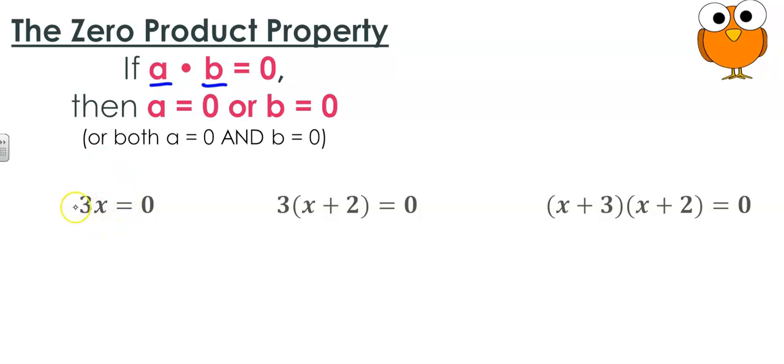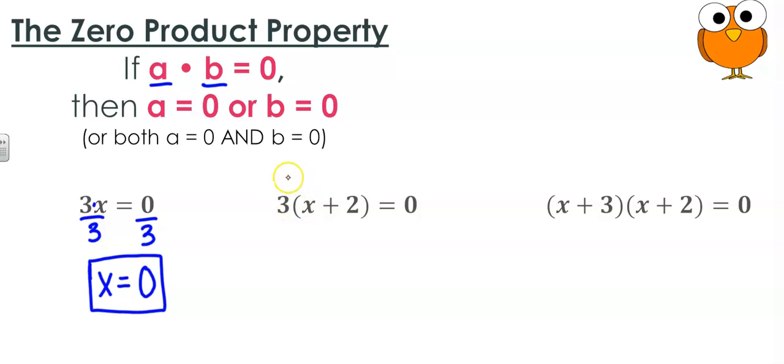If one of our factors was 3x and we set it equal to 0, we'd have to solve for x. 3 is being multiplied to x. We divide by 3 on both sides. x equals 0 divided by 3. As long as 0 is in the numerator, 0 divided by anything is 0. So our solution would just be x equals 0.